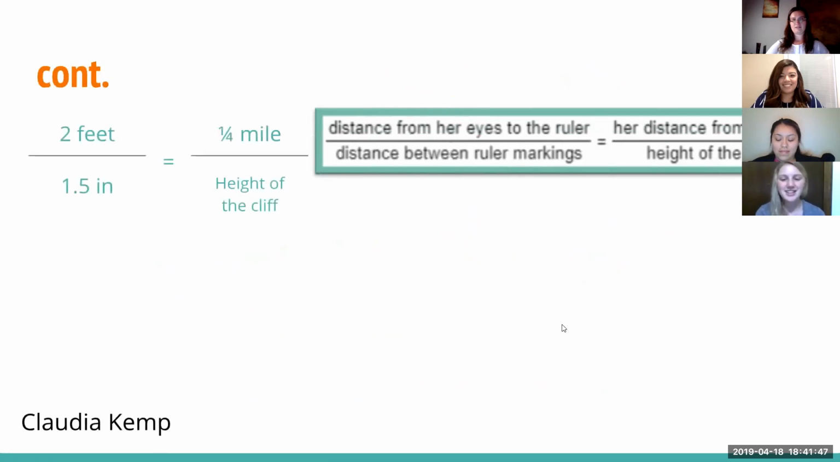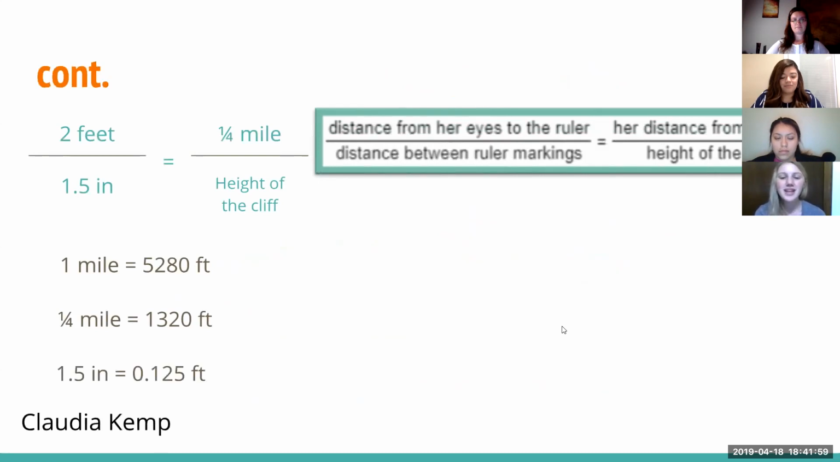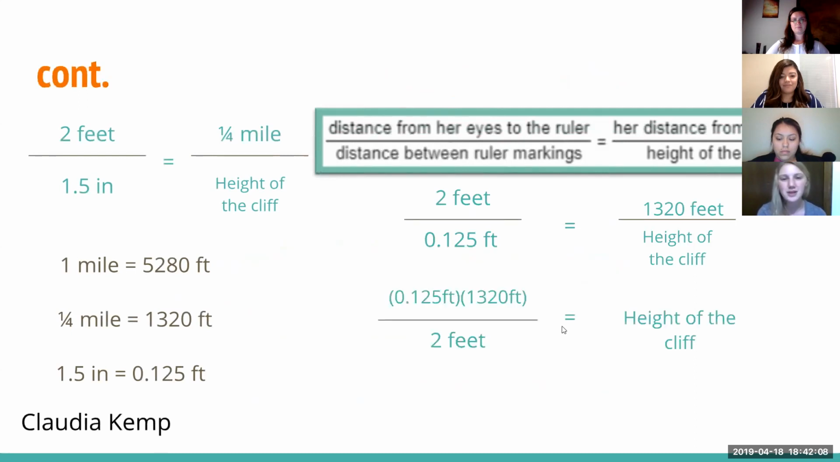Exactly right, Jessica. 1 mile equals 5,280 feet. Therefore, 1/4 of a mile is equal to 1,320 feet. Like so. 1.5 inches is equal to 0.125 feet. We plug these new values into the equation like so, multiply both sides by 1,320, and we find that the height of the cliff is approximately 83 feet.